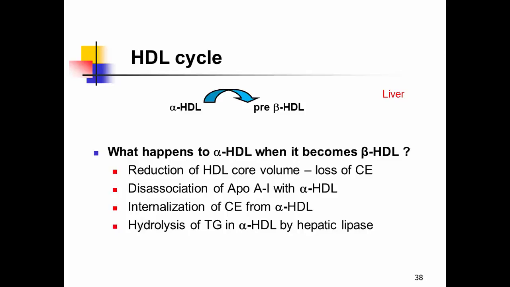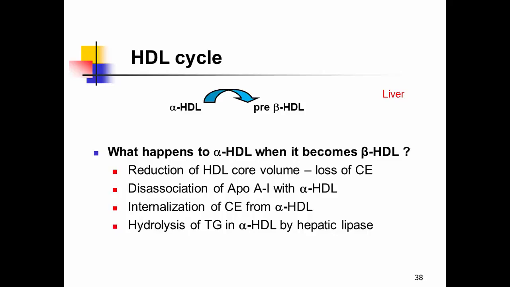All right, so now the HDL cycle. First, what happens to the alpha HDL when it becomes beta HDL? Remember, alpha HDL contains a lot of cholesterol esters, and they should be picked up by the liver. So the cholesterol esters inside of alpha HDL are picked up by the liver through the scavenger receptor B1 mechanism.